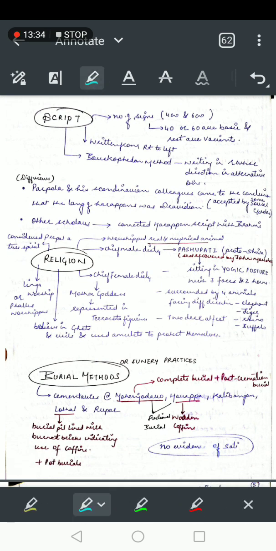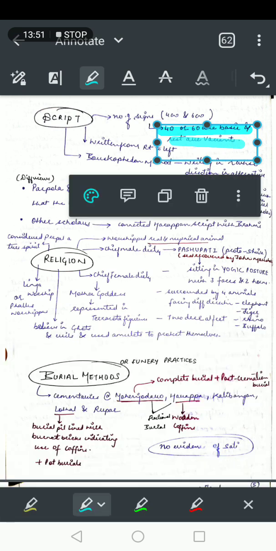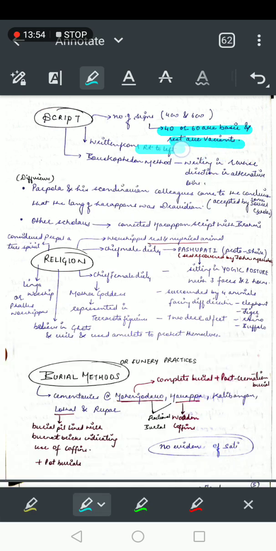The script of Harappan civilization or Indus Valley civilization is quite unique. It has a number of signs, 400 or 600. Out of these, 40 or 60 are basic and the rest are variants. These were written from right to left and they followed the Boustrophedon method, like writing in the reverse direction in alternate lines.